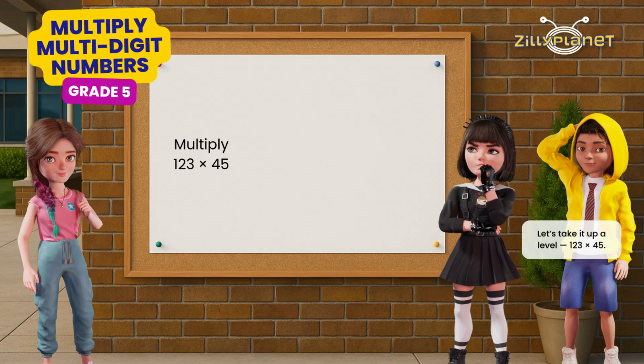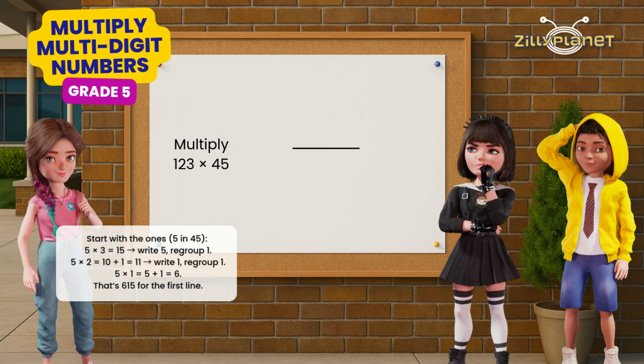Let's take it up a level. 123 times 45. Start with the ones, 5 and 45. 5 times 3 equals 15. Write 5, regroup 1. 5 times 2 equals 10, plus 1 equals 11. Write 1, regroup 1. 5 times 1 equals 5, plus 1 equals 6. That's 615 for the first line.